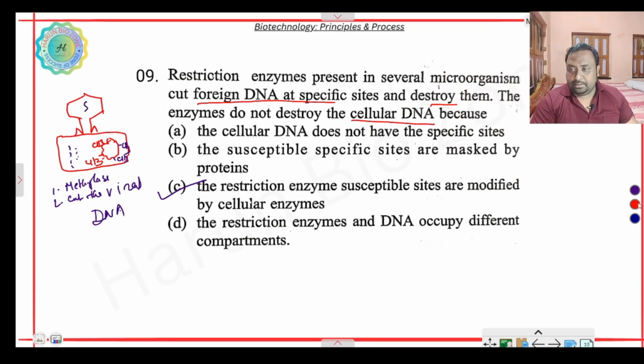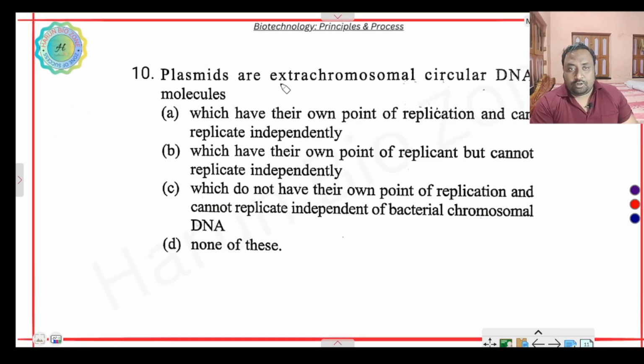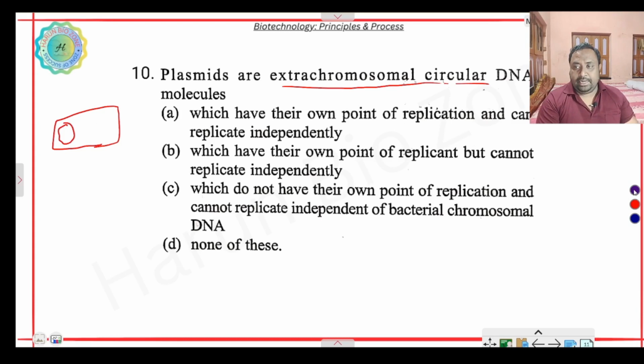Next question: plasmids are extra chromosomal circular DNA. Suppose this is a bacterium, this is the bacterial own DNA, and this is the plasmid DNA. So plasmid is extra chromosomal DNA that independently replicates. It has its own point of replication and can replicate independently. The options saying it cannot replicate, or has no origin of replication, are false.